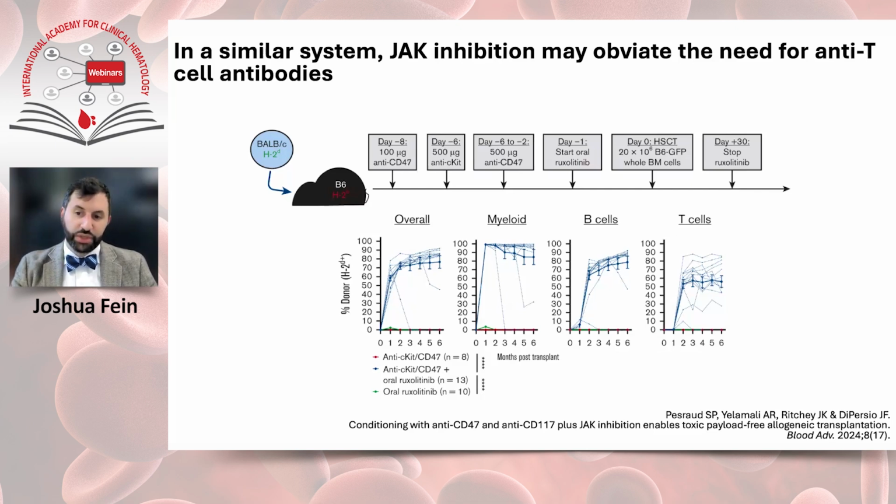And so they created a conditioning regimen that was based on anti-CD47, anti-c-Kit, and long duration administration of ruxolitinib from day -1 to day +30. And here they saw that they were able to achieve near 100% chimerism in the myeloid cells, and also close to that in the B cells and T cells.